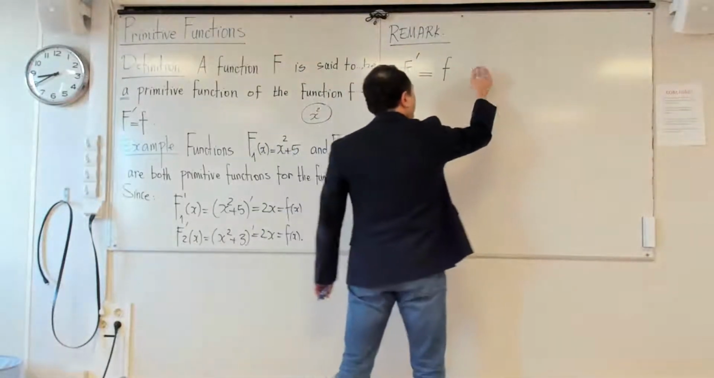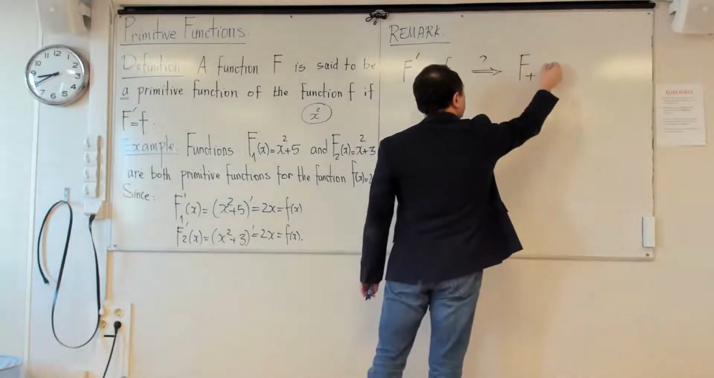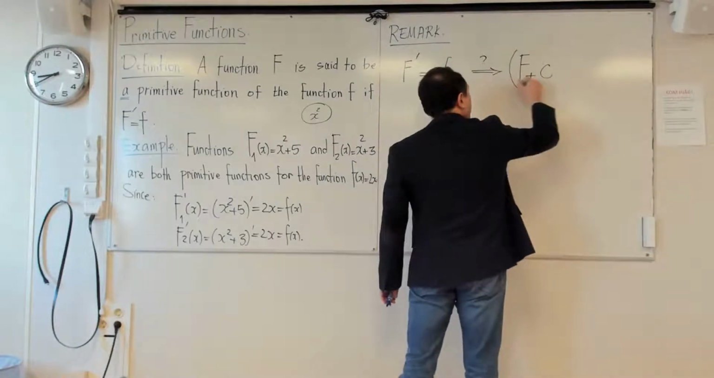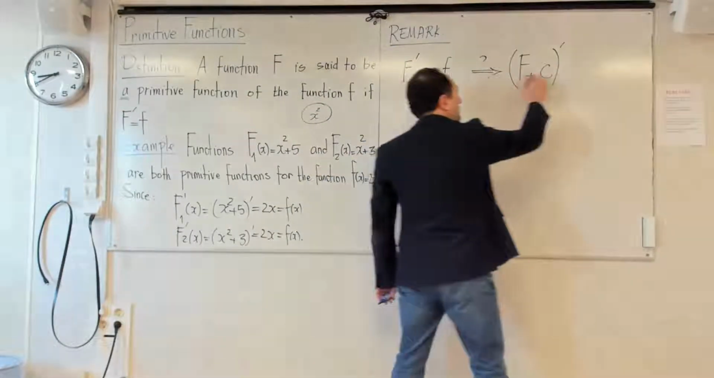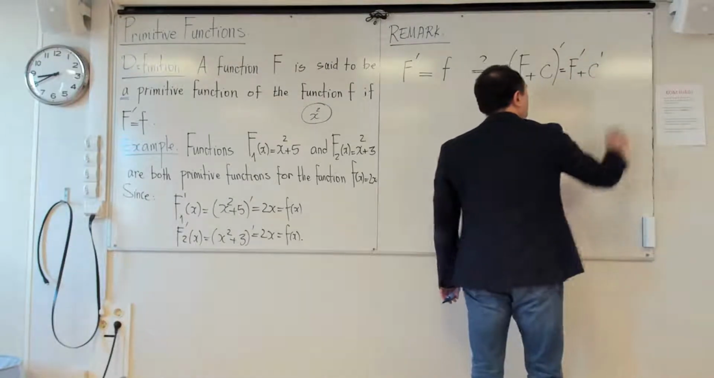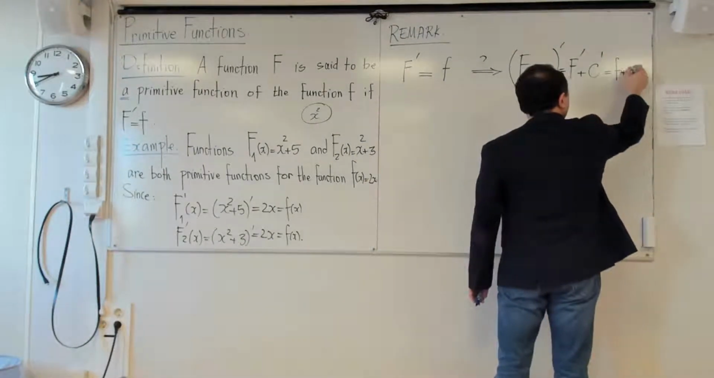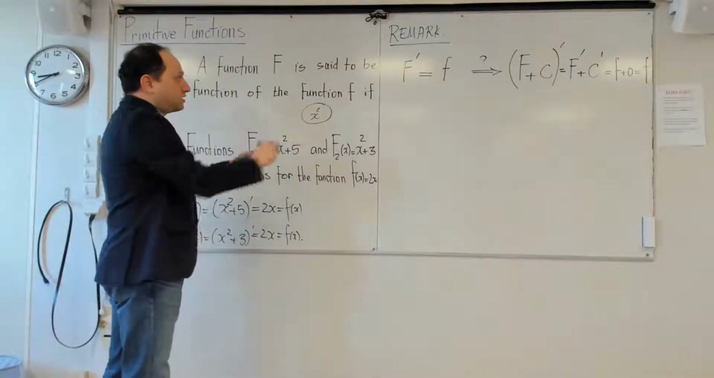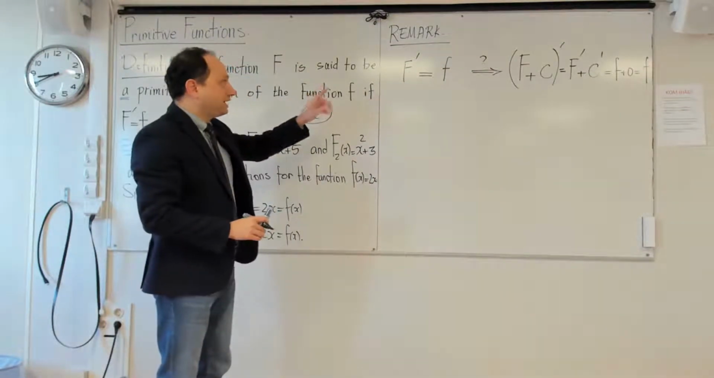Now, the claim is that if I add any constant c to the function F, this is still a primitive function for the same function. Yes? Because if I differentiate this, it becomes the derivative of the first one plus the derivative of the second one, but the derivative of the first one is little f, the derivative of the constant is 0, so you get the same function f back. Okay? So this direction is trivial. The other direction is not trivial, but I want you to know that it is also true.